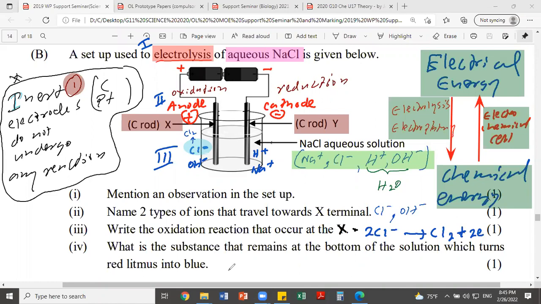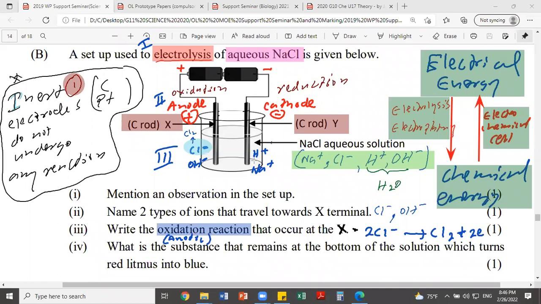At the anode side, electrons are given out. Given away electrons, oxidation. Sometimes this oxidation reaction is also known as what reaction? Anodic reaction. Can you all please write that? Okay. One more additional thing.